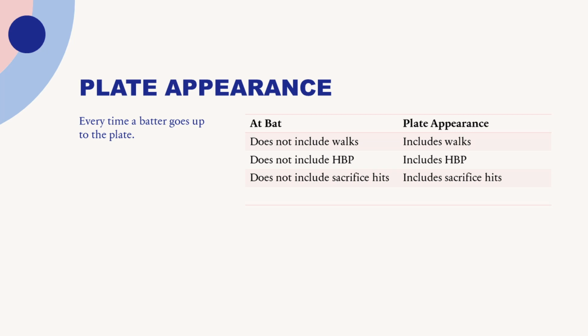An at-bat is distinct from a plate appearance, which is broader. Plate appearance generally refers to every time a batter goes up to the plate at all, including walks.